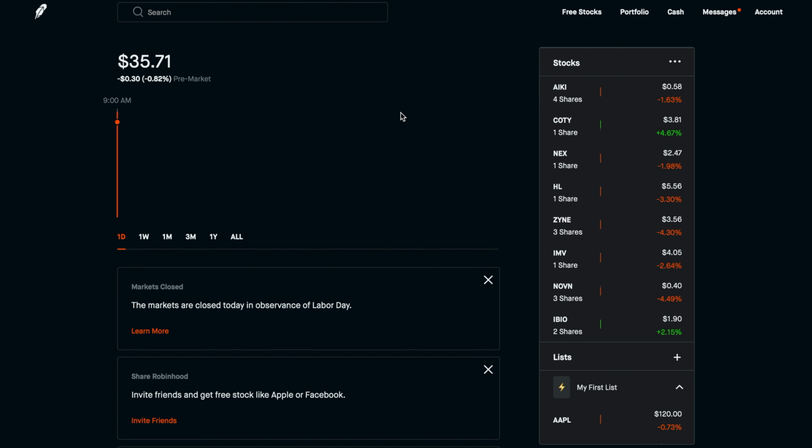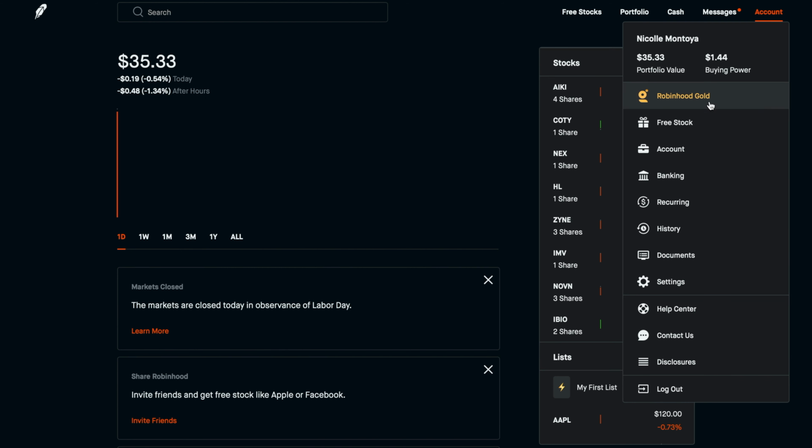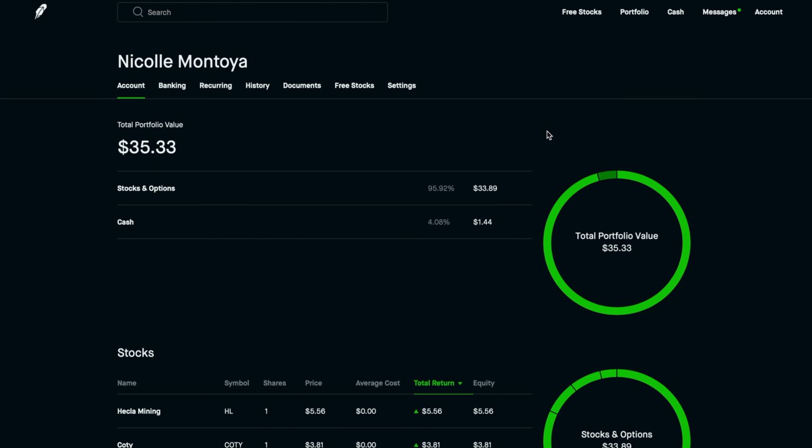Robinhood account, brand new, and she does not have options turned on, correct? No, I don't. But she wants to know how. So, once you have your account set up and everything, you want to click on account. Right, so over here there's going to be a lot of information that we're going to have to block out.